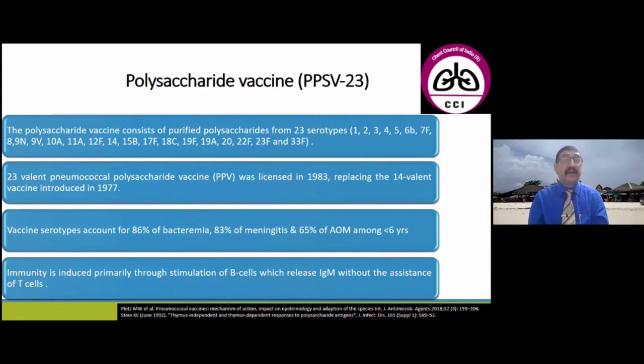The 23 valent pneumococcal polysaccharide vaccine was licensed in 1983, replacing the 14 valent vaccine which was introduced in 1977. Vaccine serotypes account for 86% of the bacteremia, 83% of meningitis, and 65% of AOM among children less than 6 years of age. Immunity is induced primarily through stimulation of B cells, which release IgM without the assistance of T cells. So this is a vaccine mediated through the B cells of the immunological system, unlike PCV13, which is mediated by the T cells. So it mainly acts on the B cells.